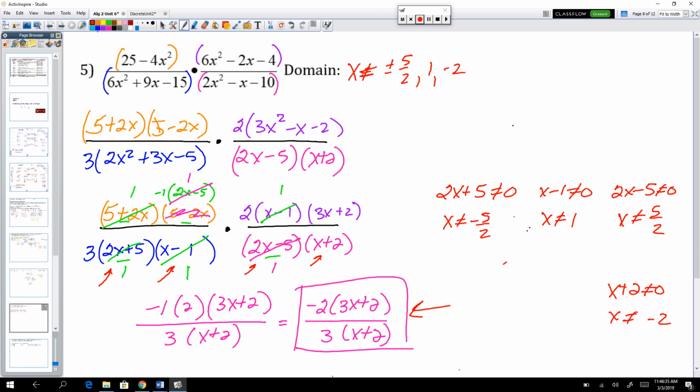Alright, if you need a pause, now would be a good time to take a little bit of a brain break. We're about to do our last part of our lesson, and that is dividing rational expressions.